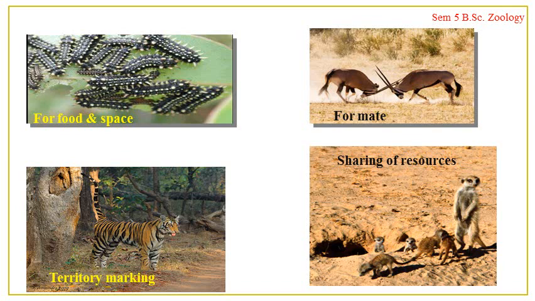Territory marking, it could be exploitative, or it could be interference as well, because exploitative usually takes away the resource from others, isn't it? So territory marking, usually it is interference competition. And sharing of resource, again, it could be exploitative as well. So these are the intraspecific population interaction, or specifically the competition.